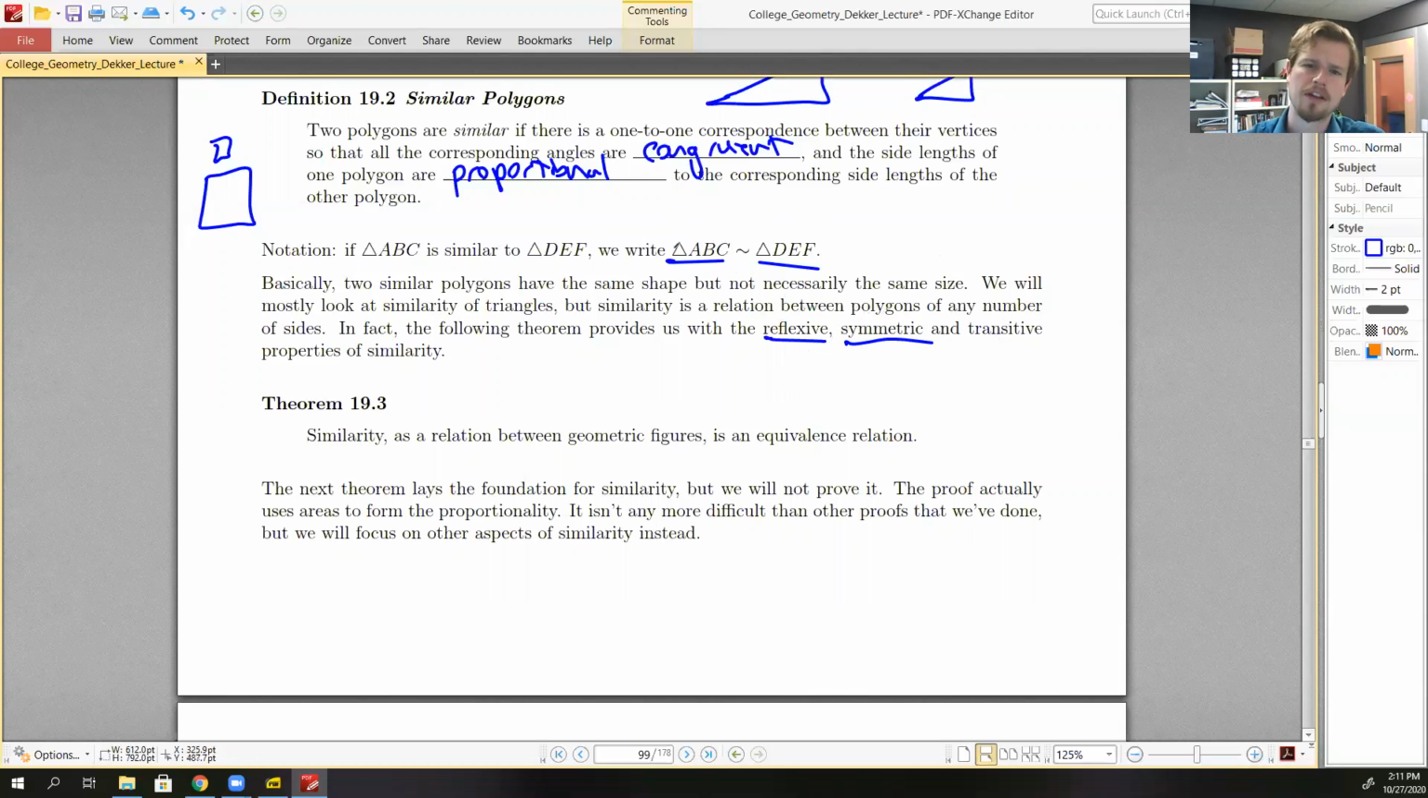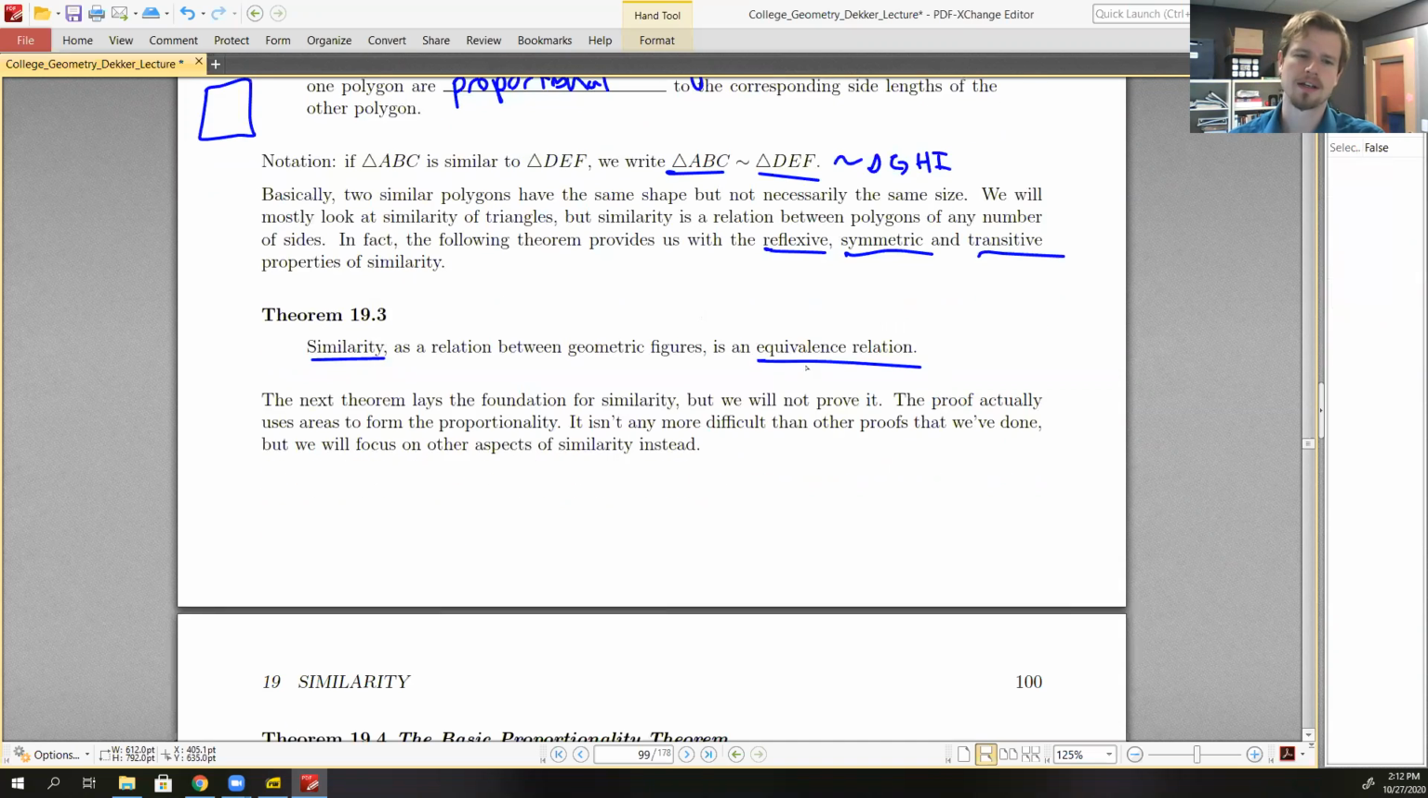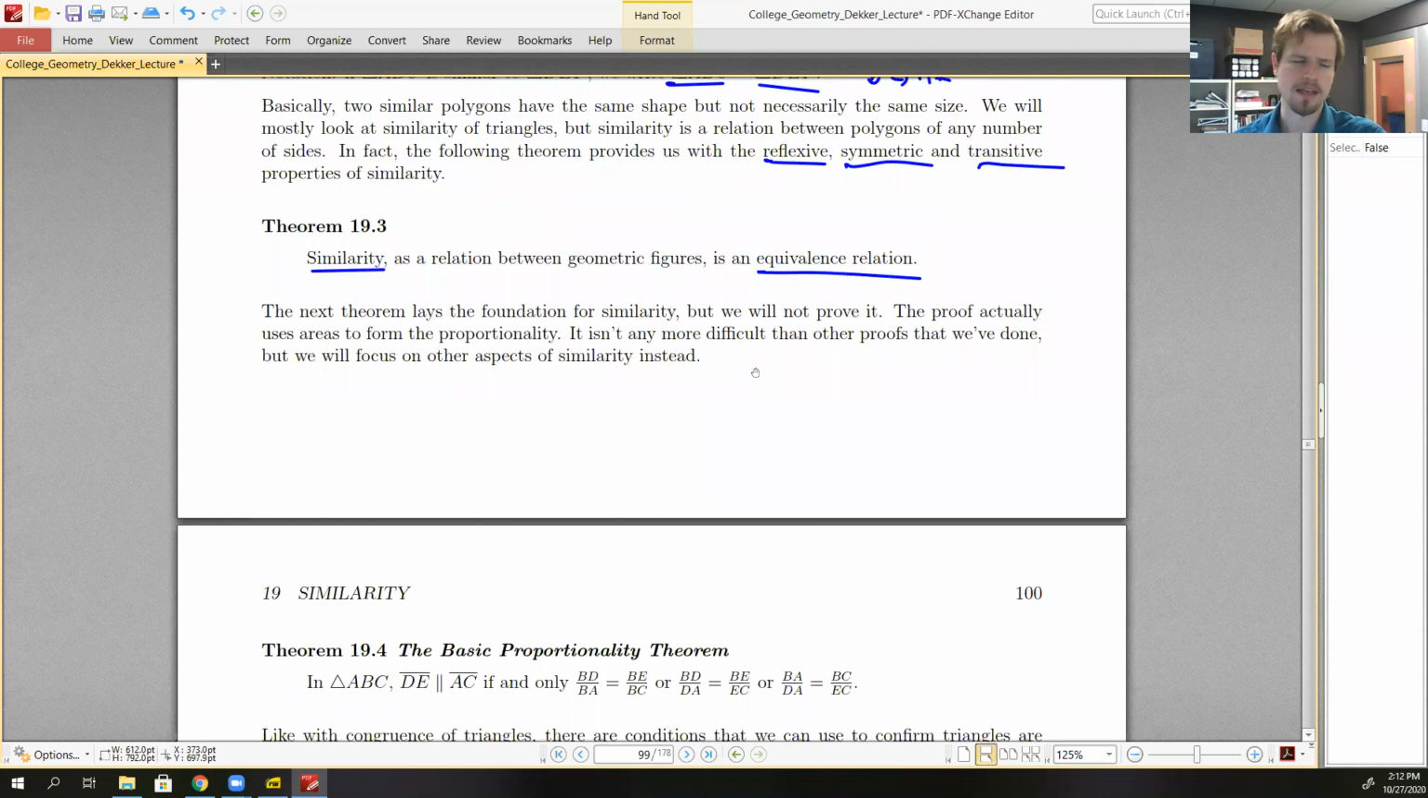And then if we had that triangle DEF was similar to triangle GHI, then we can find a constant of proportionality that would bring us from triangle ABC to triangle GHI. So it's transitive as well. That is to say, similarity is an equivalence relation. So we get the reflexive, symmetric, and transitive, okay? So we'll be able to use that in our homework problems and in proving theorems.